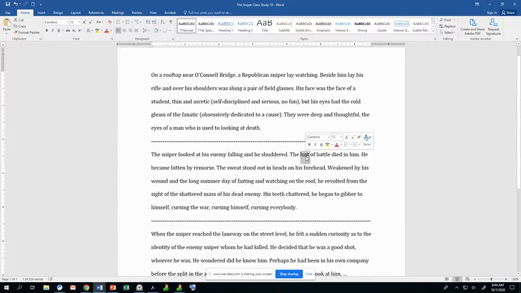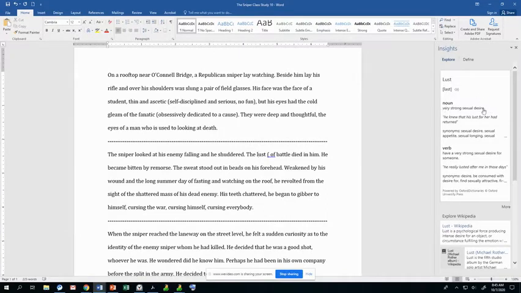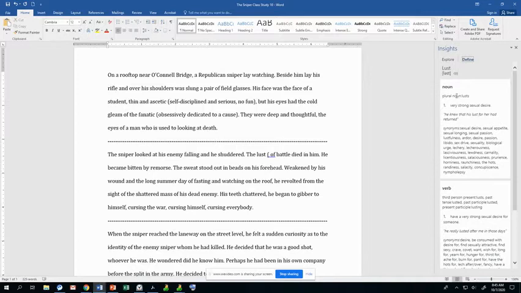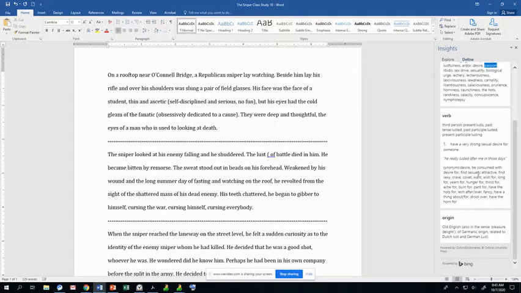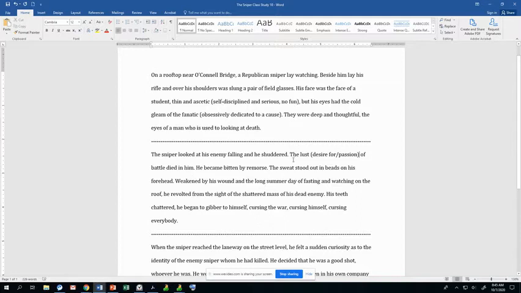The lust of battle died in him. Lust is a word that I've seen before. I feel like I understand in like a romantic context, but what about in this context? Let's look it up. It says very strong sexual desire. Okay, we know that that's not how this is being used. Verb, another verb, let's see what synonyms we have. Passion. Be consumed with a desire for. So desire, there we go, desire. That makes more sense. The desire for battle, right? Like not in the sexual sense, but desire for passion of battle died in him. That makes sense when I read that.